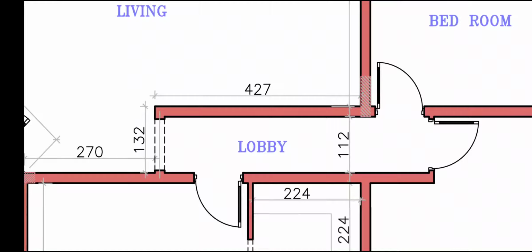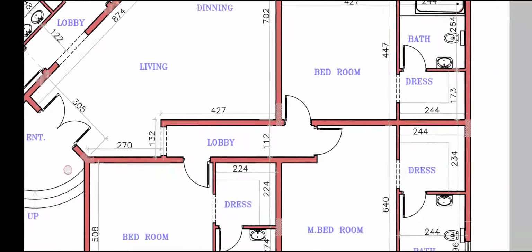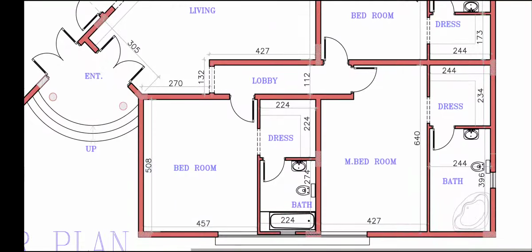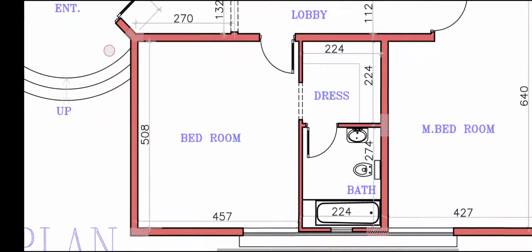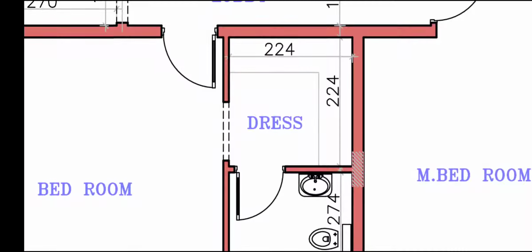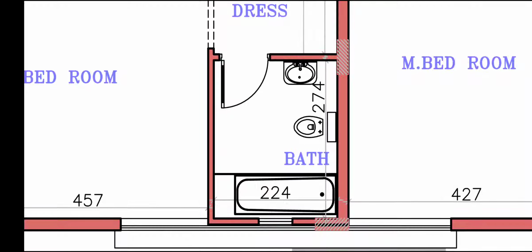So you can see here this is our wonderful lobby. In the lobby we have given 112, so you can keep it as per your requirement. Maximum you should keep 150, which is a better option. So you can see here this is our bedroom number 1, 508 by 57 centimeters. For this bedroom we have an attached bathroom and dress area, 224 by 224, and again this is a wonderful bathroom, 224 by 274.